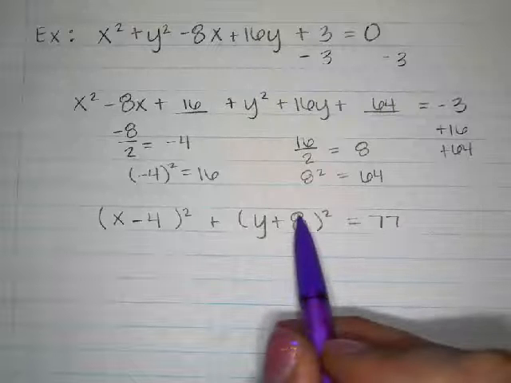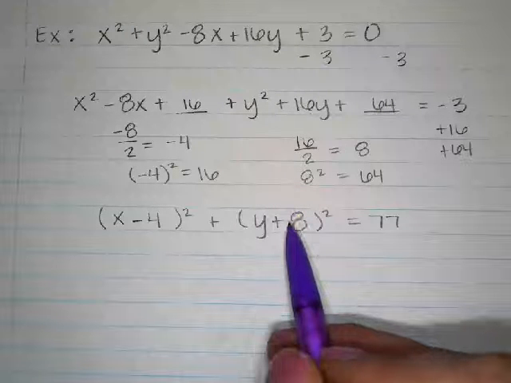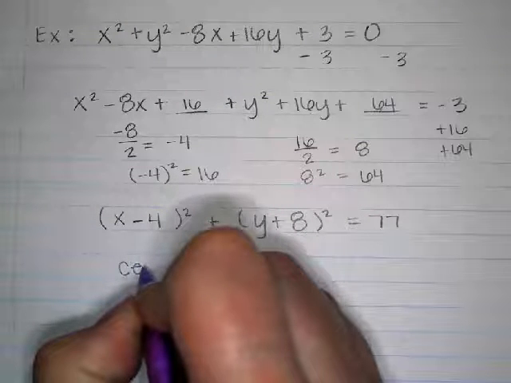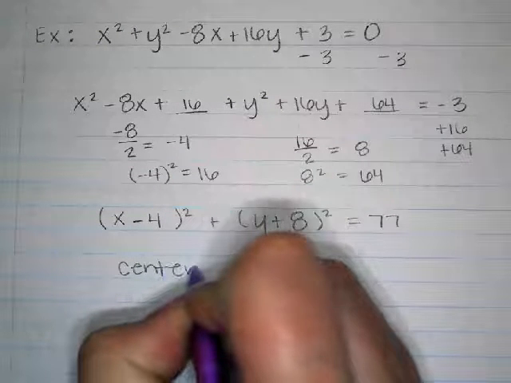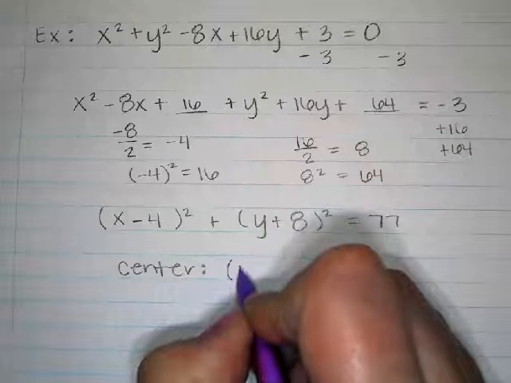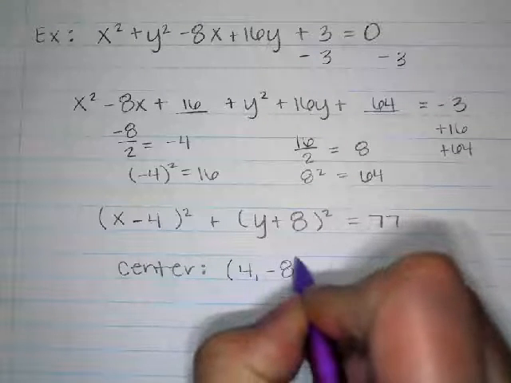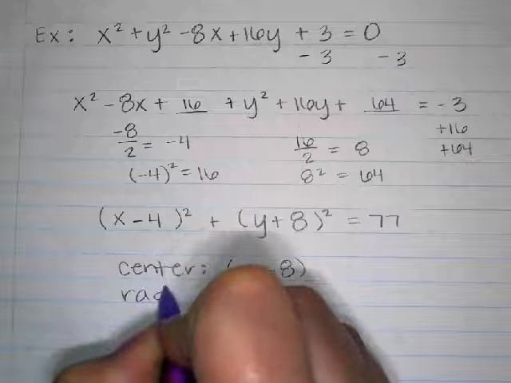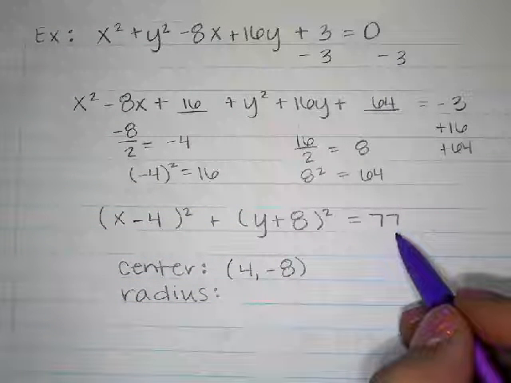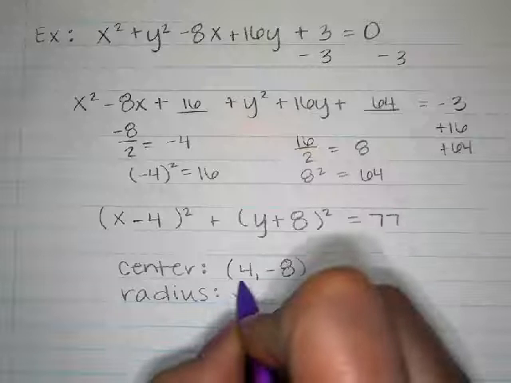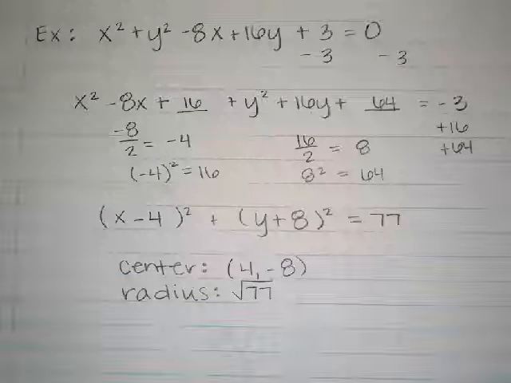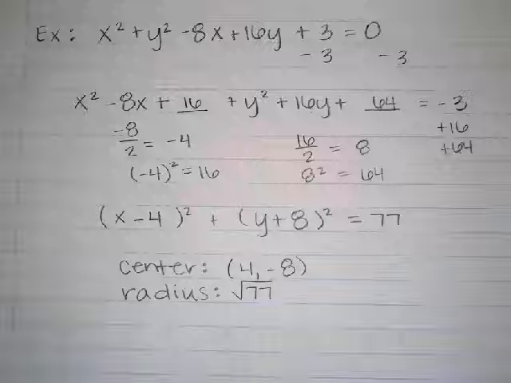So this now looks like the standard form of a circle, and the standard form of the circle has a center of positive 4, negative 8, and it has a radius of square root 77. Very good. Okay. Perfect. You don't actually compute the square root, you just write square root 77.